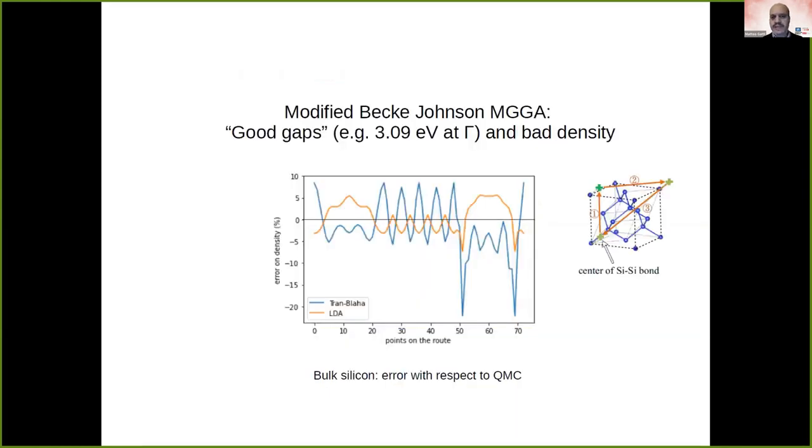We can also say that sometimes we derive approximations that are tuned in such a way to give the good gaps, the gaps that are measured experimentally, like in the case of the modified Becke-Johnson meta-GGA. And indeed, if you do the calculation in silicon, you obtain, for example, a direct band gap that is in good agreement with the experiment. But then if you compare the density that you obtain from this functional with respect to Quantum Monte Carlo, the error is actually larger than in the case of LDA.